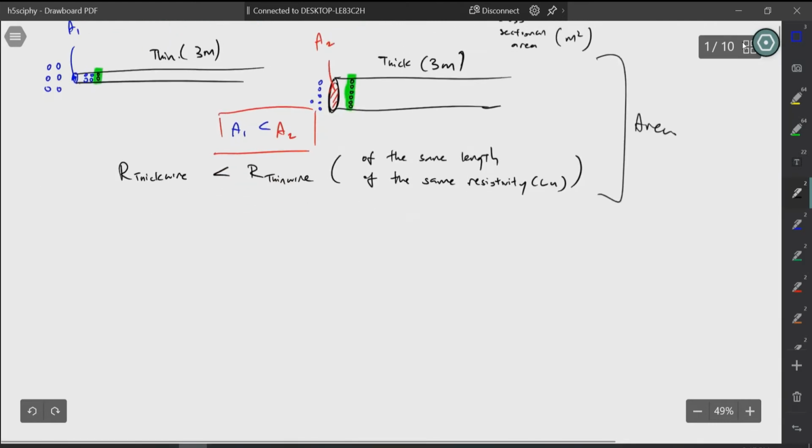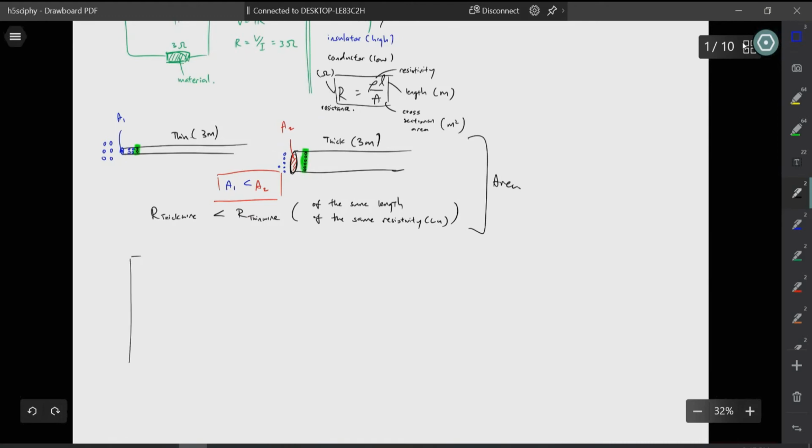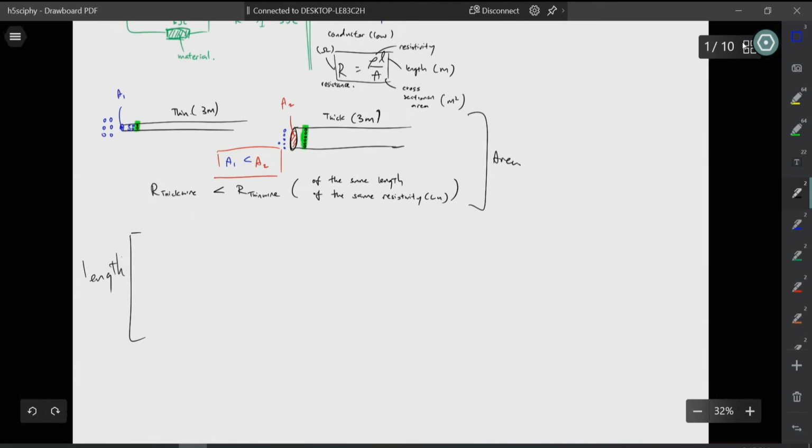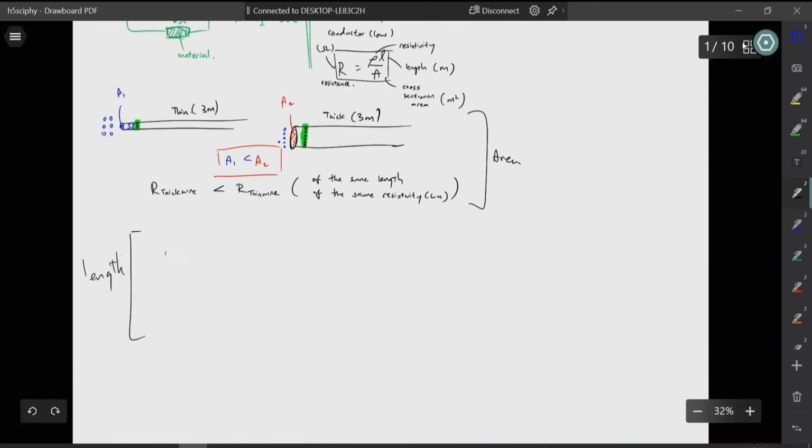We're going to go to the next part where we talk about length, and then we will combine these two concepts together. So the next part is about length, which I won't speak at length. Now assume that I have two wires, and right now they are of the same cross-sectional area.